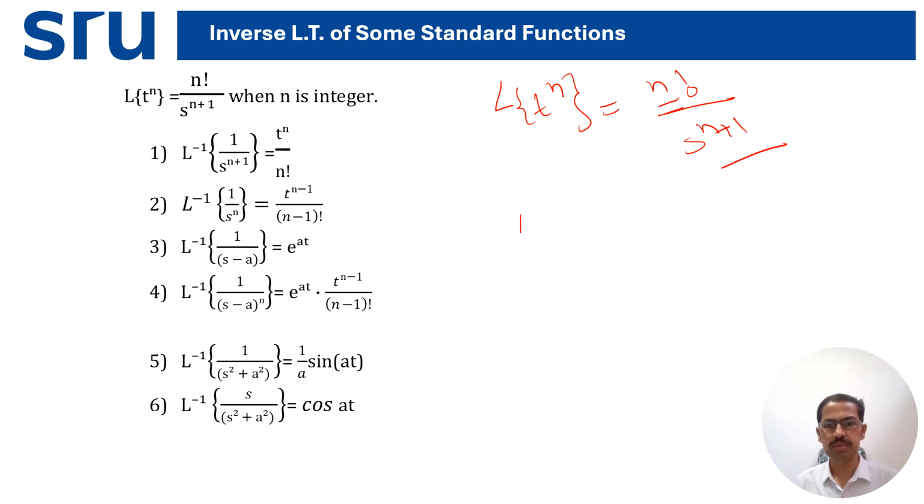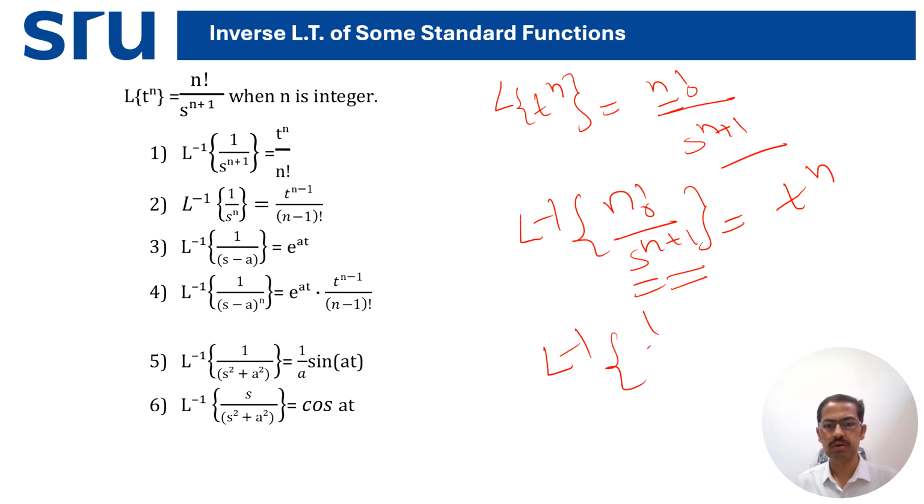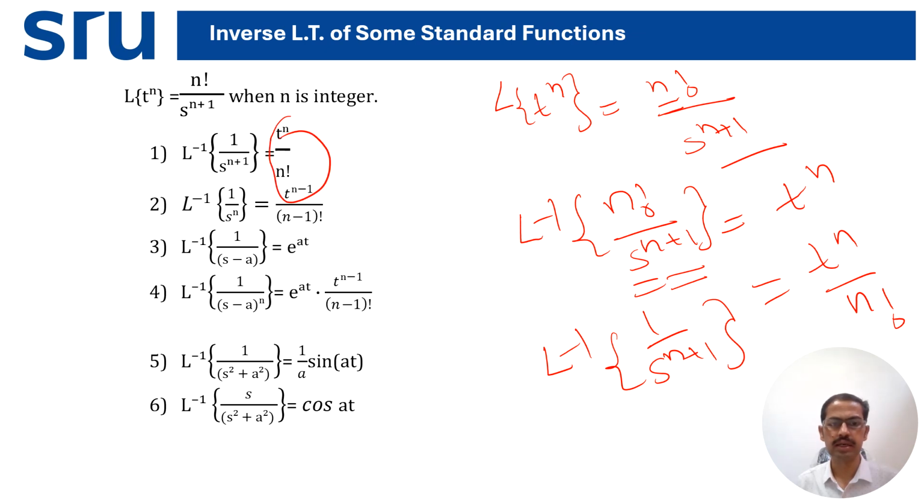Now, the inverse Laplace transform of n factorial by s to the power of n plus 1 is equal to t power n. So the inverse Laplace transform applies only to these s functions, right? So the inverse of 1 by s to the power of n plus 1 is equal to, n factorial goes to that side, t power n by n factorial. Right? T power n by n factorial here. This applies only to these s functions.